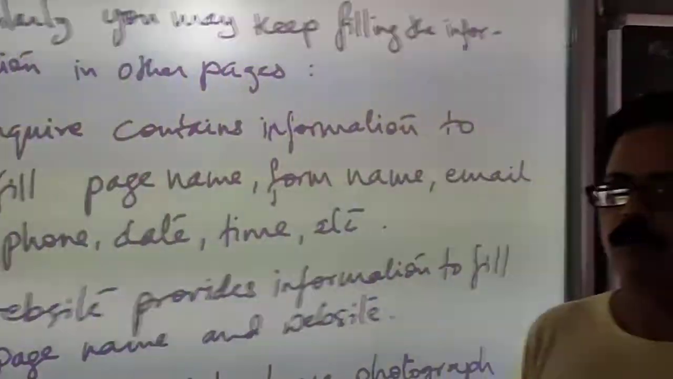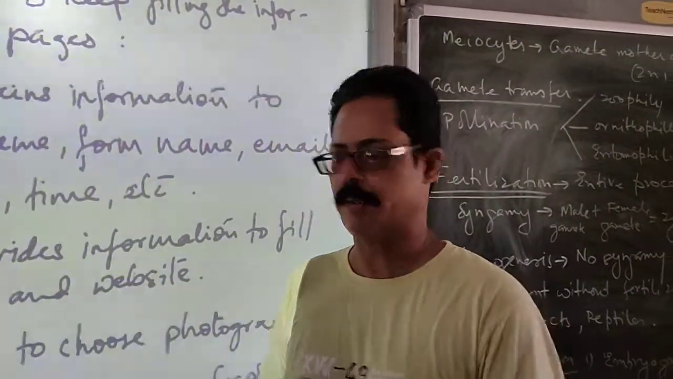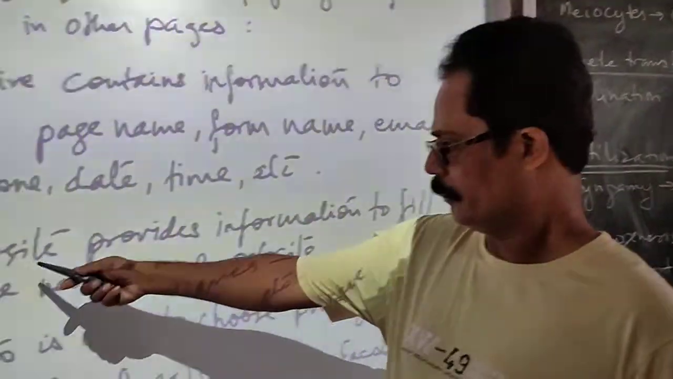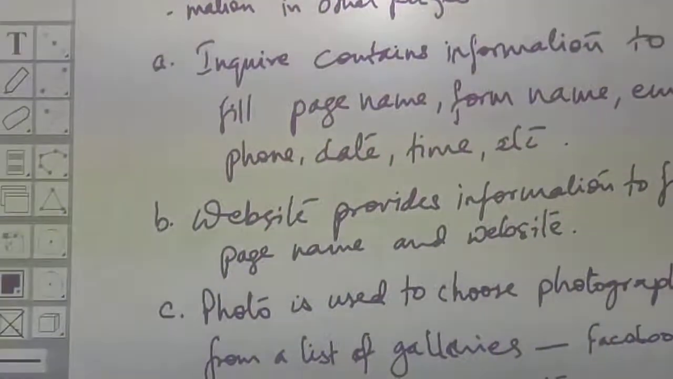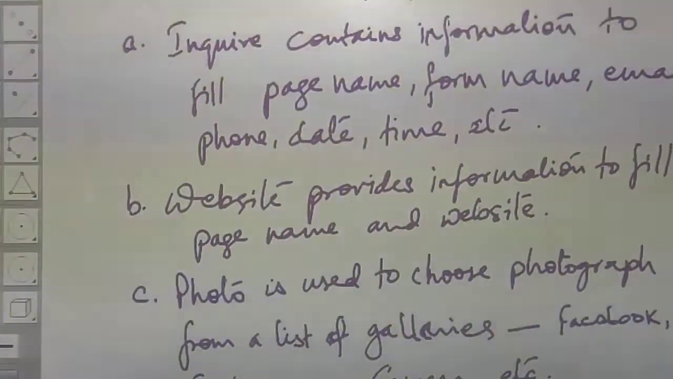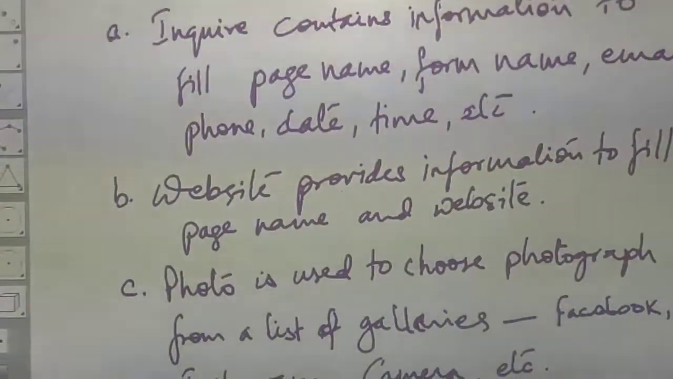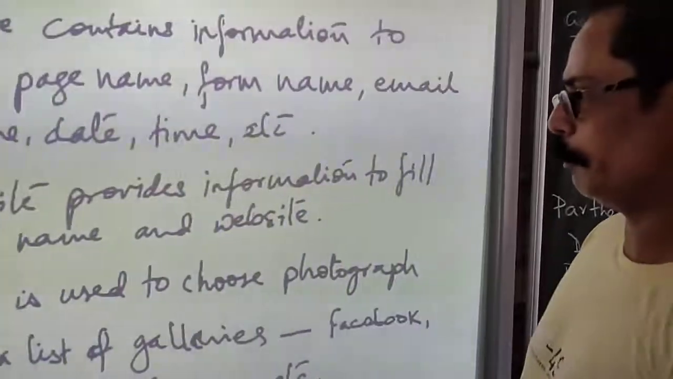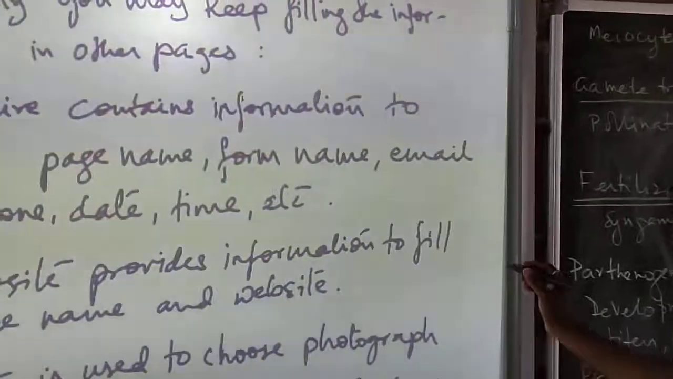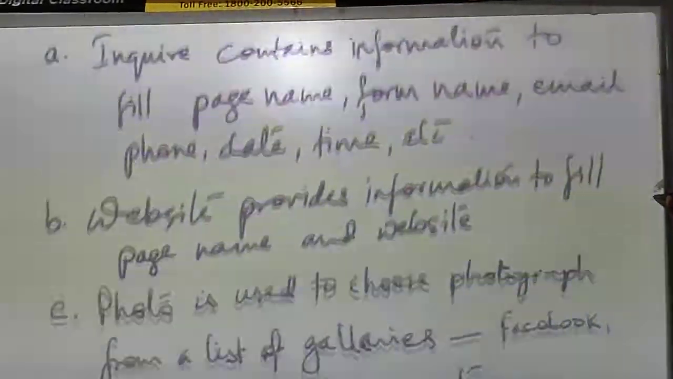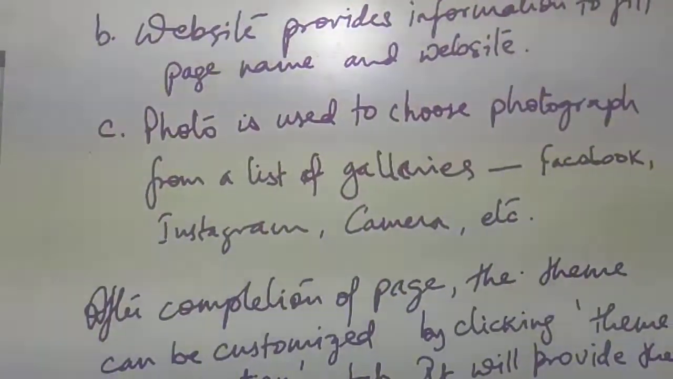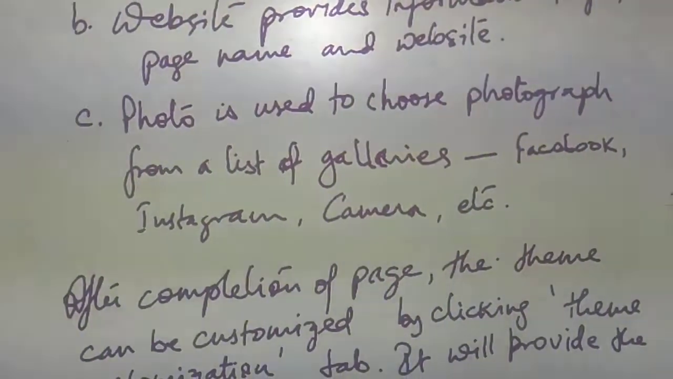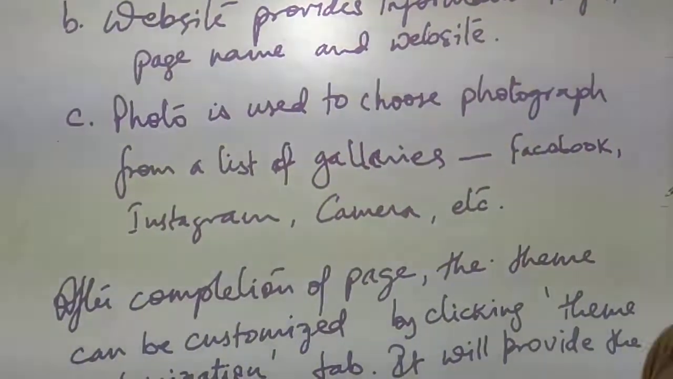That is through which the person can inquire from the author. Then the next one is your website. The website provides information to fill in the page name and the website. What will be the website name and what will be the page name? Then the next one is your photo. Photo is used to choose photographs from a list of galleries like Facebook.